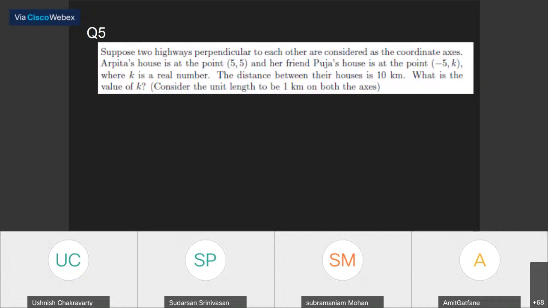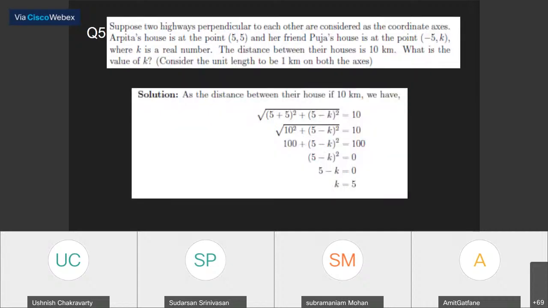Correct. So since we know the distance is 10 kilometers, we apply the distance formula, that is the square root of (y2 minus y1) squared plus (x2 minus x1) squared, and the value is equal to 10. Solve it, and we get (k minus 5) whole squared, and k cannot be equal to minus 5, so k should be equal to 5. You will not get minus 5. Yes, that's the constraint. K should be plus 5.